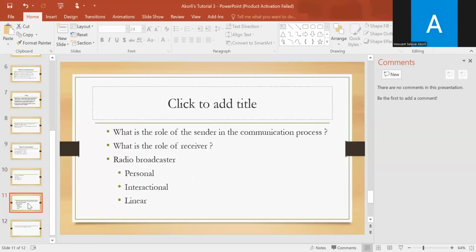They're not difficult. So let's talk about, for example, TV broadcast or radio broadcast. How will you describe it? Is it personal? Is it interactional? Is it linear? Is it personal? No. Is it interactional? No. Is it linear? It's linear because the information flows from a particular point and goes out. There's no feedback. There is no interaction. So such communication could be described as linear.